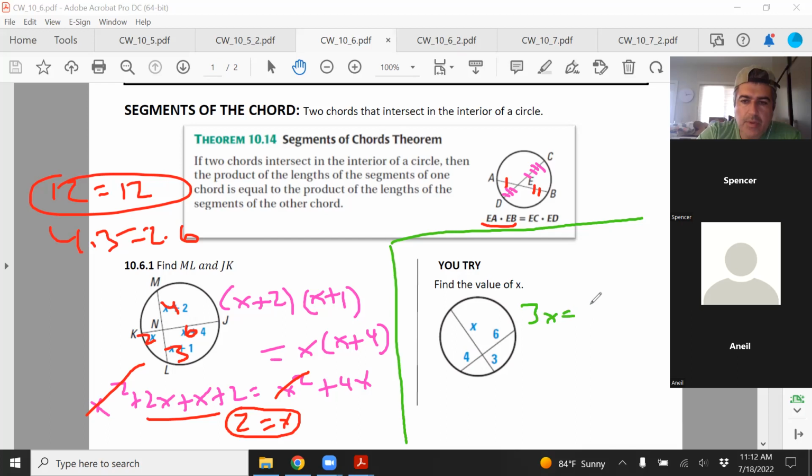So 3x equals 24. There we go. 3 times x equals 4 times 6. Not that hard. X equals 8.